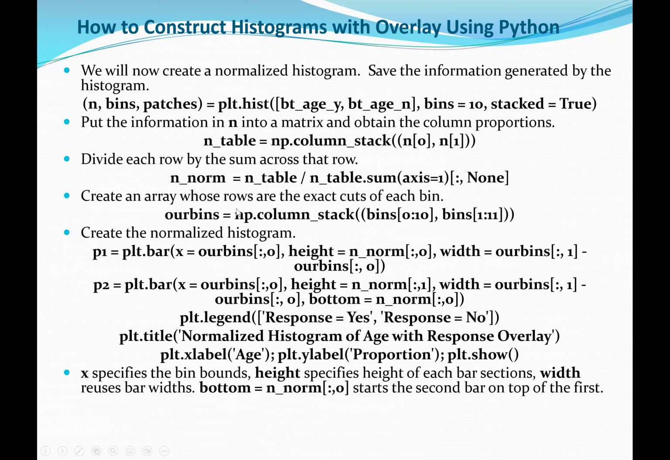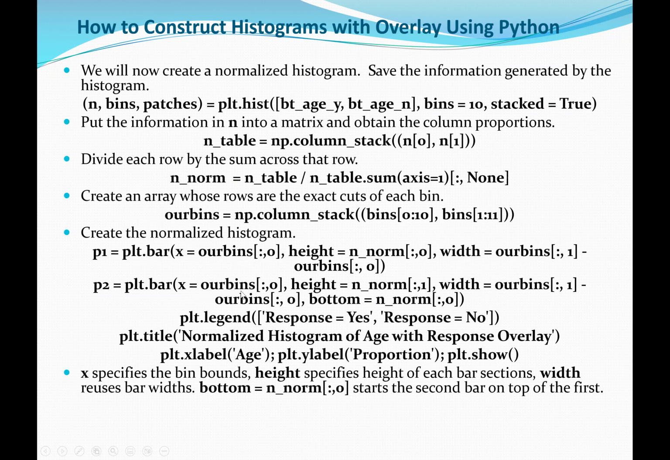Next, we create an array whose rows are the exact cuts of each bin, and we assign it to our bins variable object. So here we have np.column_stack. As we said, the bins are up to 10, so 0 to 10 and 1 to 11. Now we create the normalized histogram by using plt.bar, x equal to our bins. We have the height, also the width, and the number of our bins.